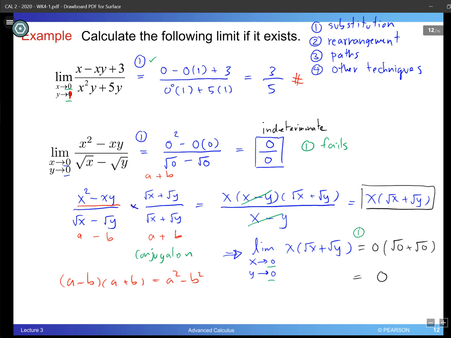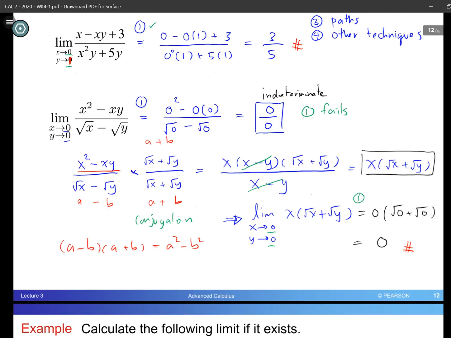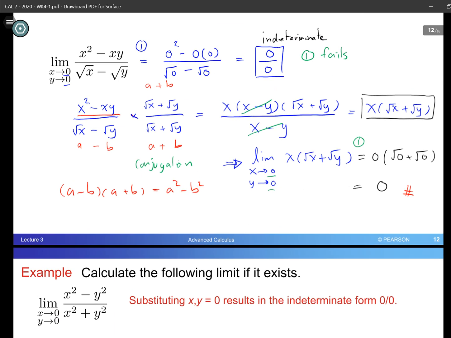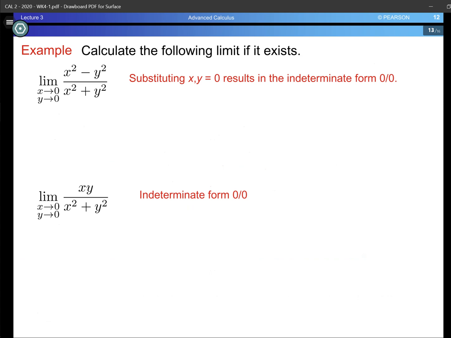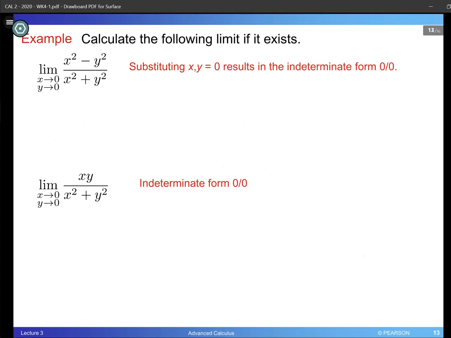By the way, what we have right here is determinate. This is not the same as 0 divided by 0. So you can answer right away. The answer for this example is equal to 0. And that is the limit value. So that's it. For this one, substitution fails and we try the rearrangement. Now let's take a look at this next example.